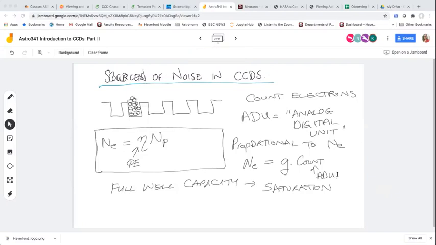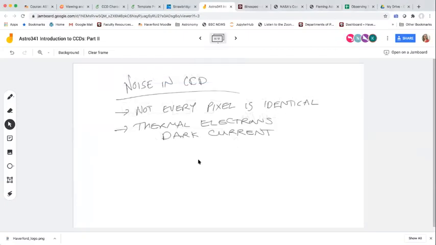There are thermal electrons. This is why we cool the camera. Each of those wells produces electrons when a photon falls on it, but all materials make electrons with some probability. The hotter the material is, the more electrons are produced. So we cool the camera to minimize this as much as possible. But still, over time, the CCD will build up charge, will build up electrons, even if no light is falling on it. This is called the dark current. So for noise in CCDs, not every pixel is identical, and there are thermal electrons which create this thing called dark current.